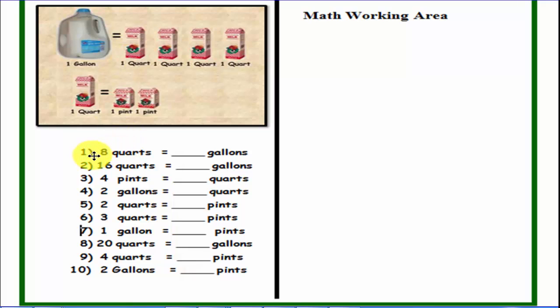For example, the first one says 8 quarts equals how many gallons? Well, if 1 gallon equals 1, 2, 3, 4 quarts, how many are in 8? That should be pretty simple. The answer should be 2, because there's twice as many quarts, so 2 gallons.